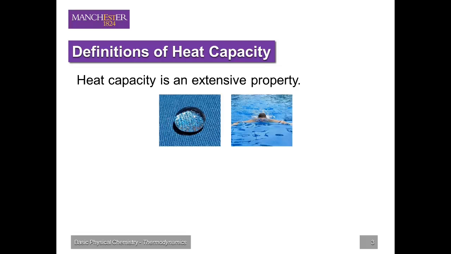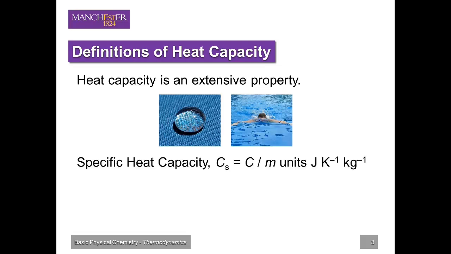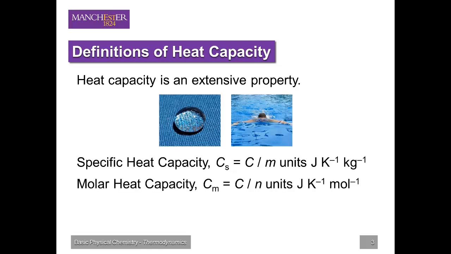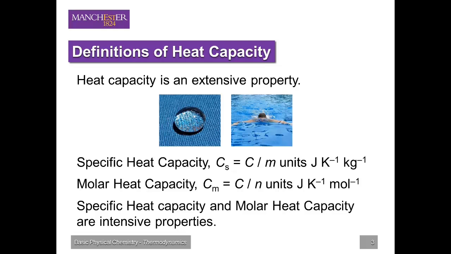There are two ways to make heat capacity values intensive, i.e. independent of amount of substance. Heat capacity divided by mass of substance is termed specific heat capacity, symbol CS, units, joules per Kelvin per kilogram. Alternatively, heat capacity divided by amount of substance is termed molar heat capacity, symbol Cm, units, joules per Kelvin per mole. Both specific heat capacity and molar heat capacity are intensive quantities.